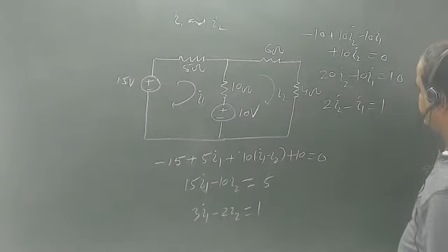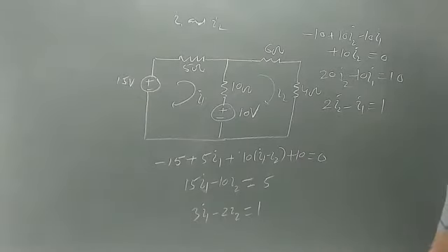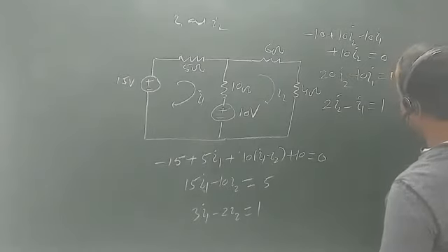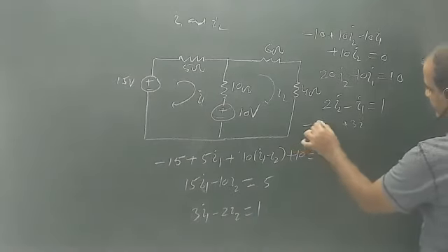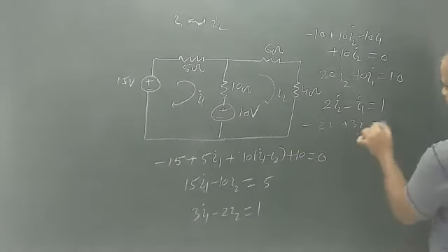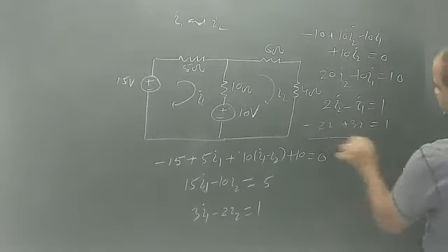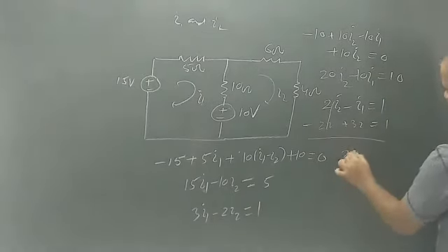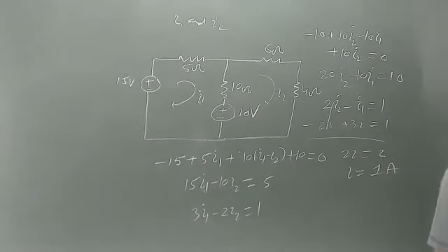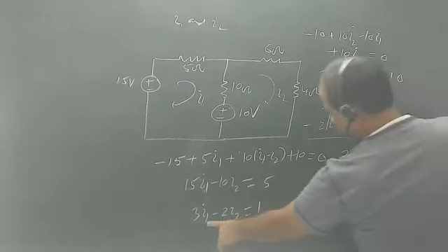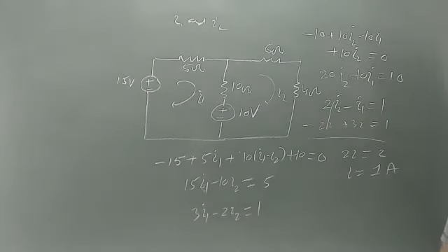Sir, I1 is half, I2 is 1/4. Check it again. So if I solve this, 3 I1 minus 2 I2 equals 1. If you add them, then this will leave 2 and 2. So I1's value is 1 and what is I2? So I1 is 1. Sir, I2 also 1 ampere. Okay, I2 will also be 1 ampere.